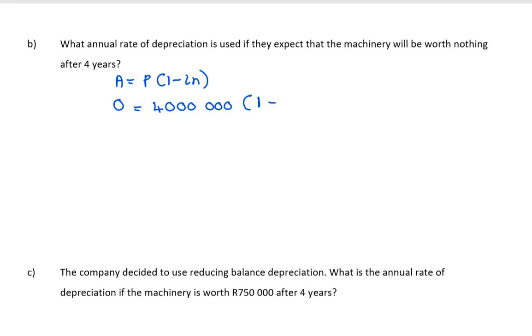Now this says after 4 years, so what interest rate was it? So if I divide by 4 million on both sides, I get 0 equals 1 minus 4i. So I get 4i is 1. If I divide by 4, I get 0.25, which is 25%. Now that makes sense, because 25% would be a quarter of the value. So it loses a quarter of the value every year. So after 4 years on straight line, it would be worth nothing.